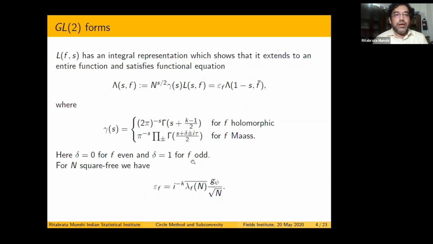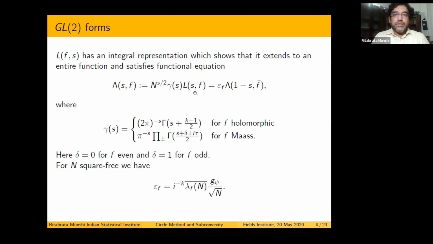So L(s, f), the L-function, has an integral representation. It can be written as a Mellin integral of the automorphic form f. And from this, we can derive that this L-function is entire. So it has an analytic continuation to all of C without any pole. And it satisfies a functional equation, which looks like this.